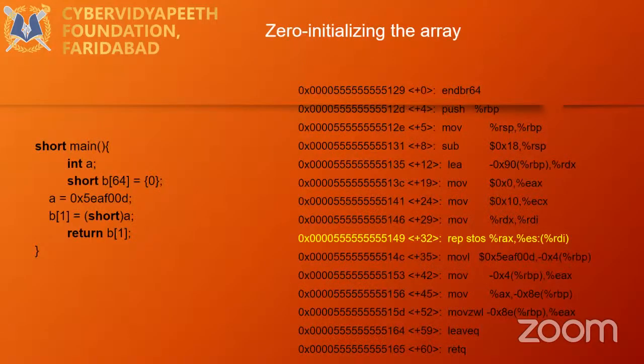Then finally, you can see zero initializing the array. So if you remember, there is this thing you can do in C where you can initialize an entire array by using zeros. This is how it looks when you get inside assembly language. You can again pause the screen to have a look at it.